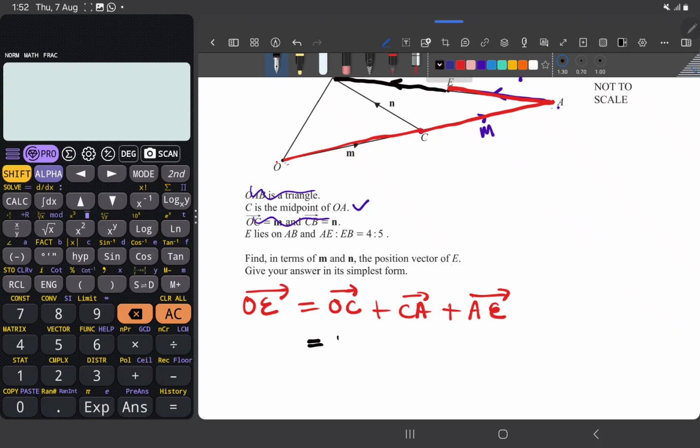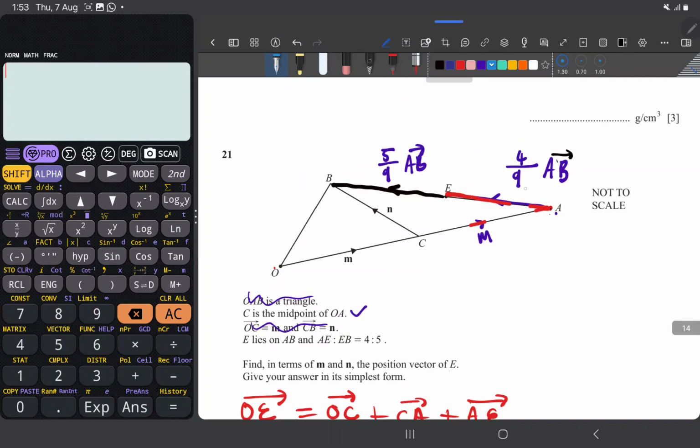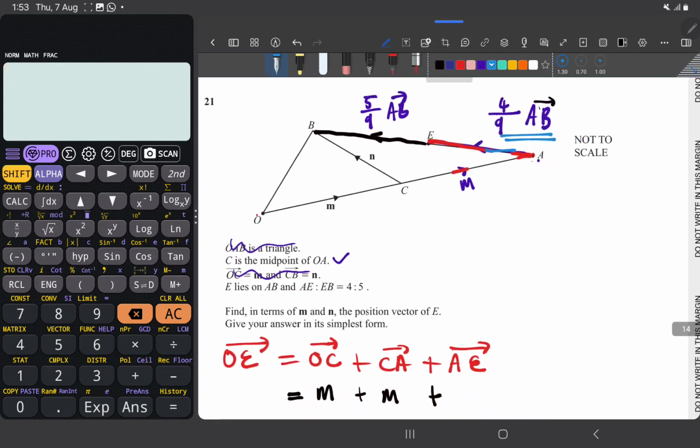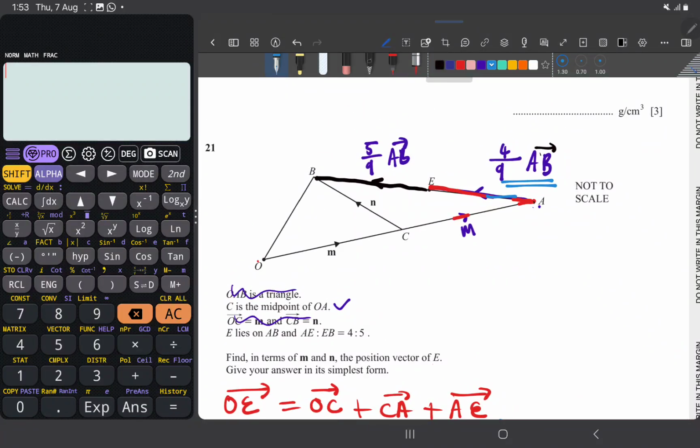Now, what is vector OC? It is an m. Plus, what is vector CA? It is another m. Plus, what is vector AE? Right, now let's erase the other stuff. We want to come from A and go to E. So if I want to come from A and go to E, do I have that path? No. But what have I been told? AE is 4 over 9 of AB. So I've changed my AE. It's 4 over 9 of AB.